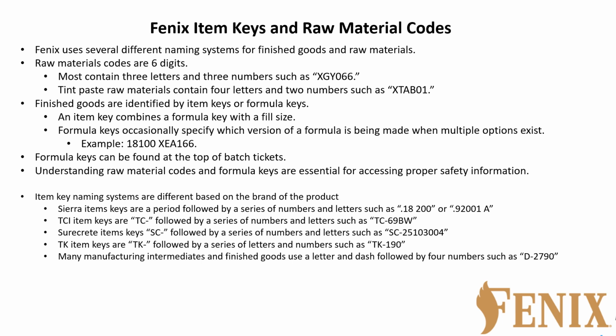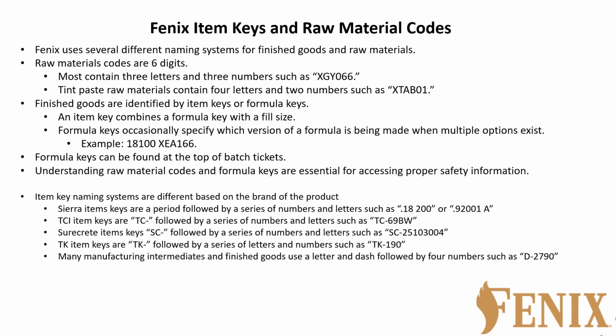Fenix uses several different naming systems for finished goods and raw materials. Raw material codes are 6 digits. Most contain 3 letters and 3 numbers, such as XGY066. Tin paste raw materials contain 4 letters and 2 numbers, such as XTAB01.